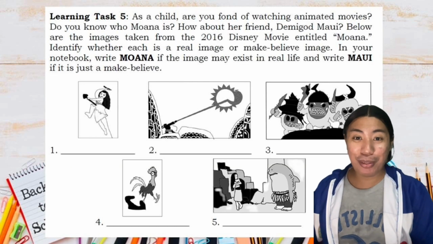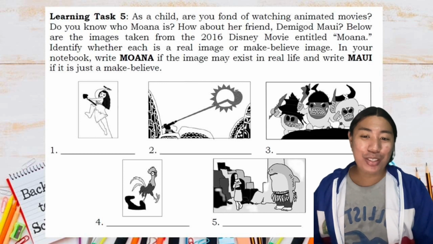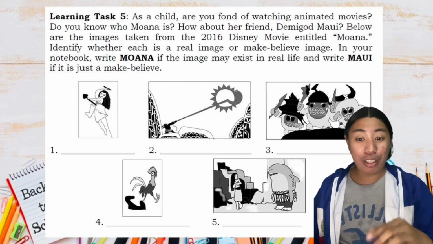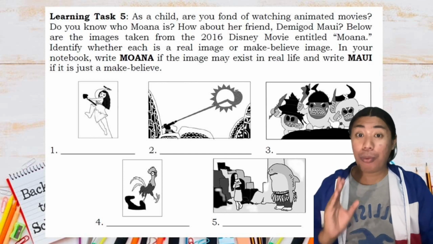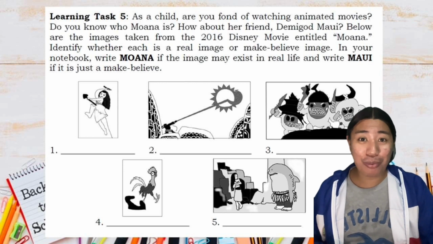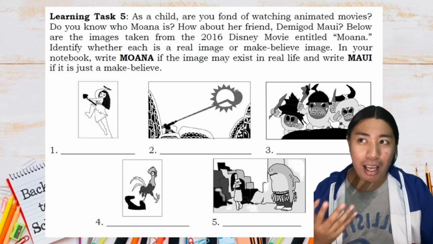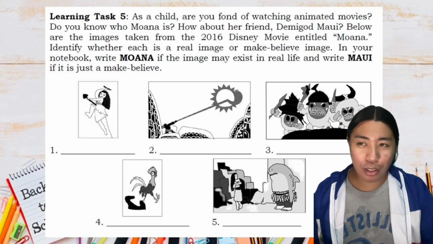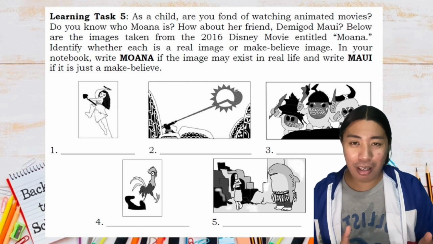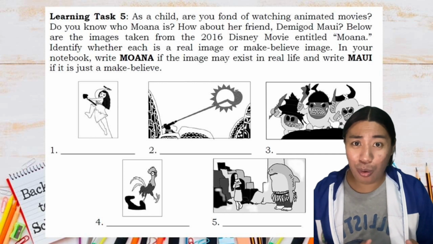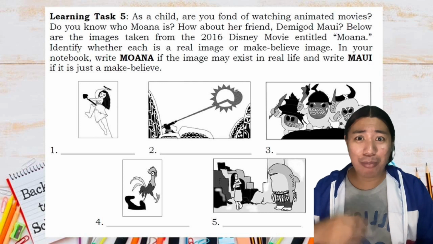For learning task number 5 ay may kinalaman sa 2016 movie ng Disney na Moana. So all you need to do is to write Moana if the scene in that image happens in real life. And if not, you write Maui. Again, Moana for real or something that a scene in Moana na nangyayari sa totoong buhay, at i-write Maui kung yung scene na pinapakita dyan sa number ay hindi nangyayari sa totoong buhay or it only exists in just a fantasy movie. Okay? Moana or Maui.